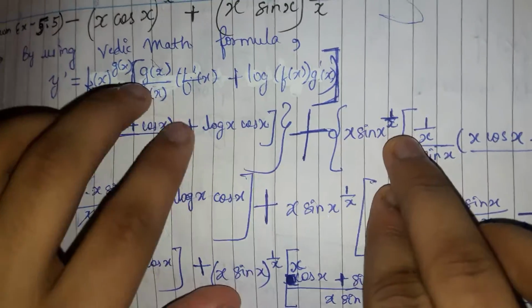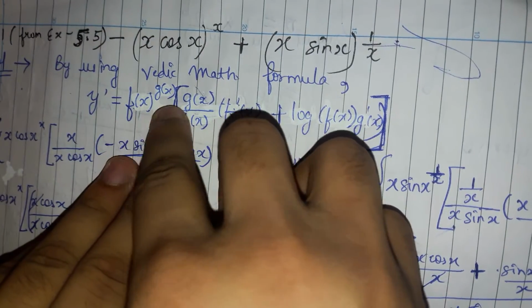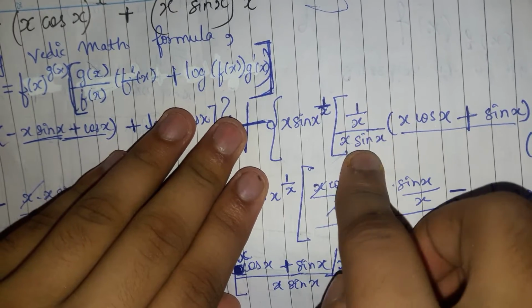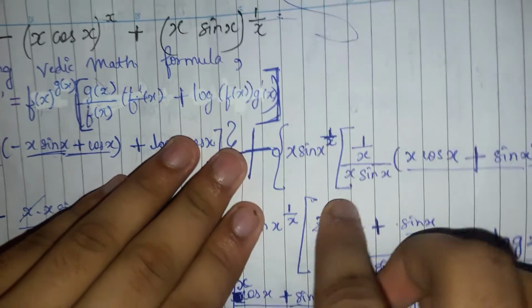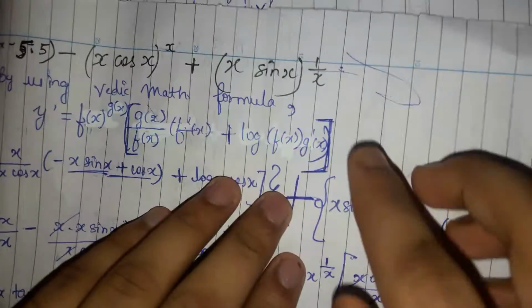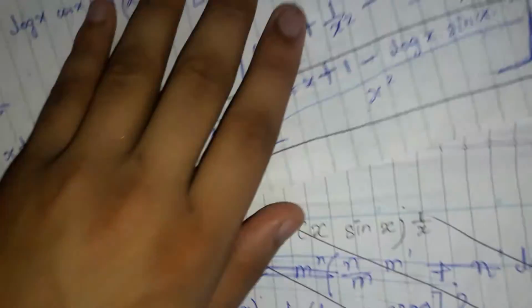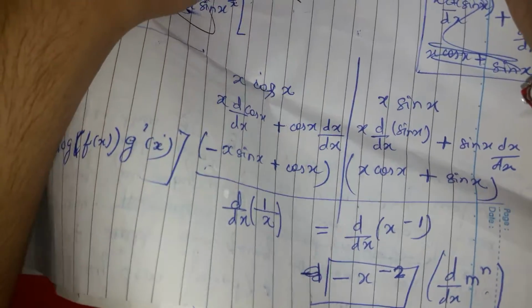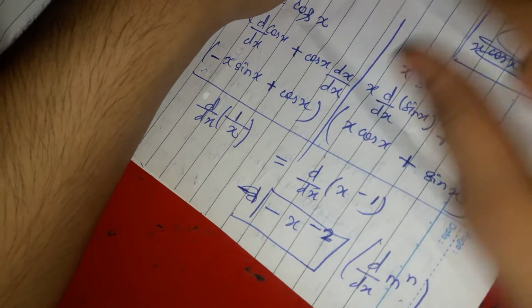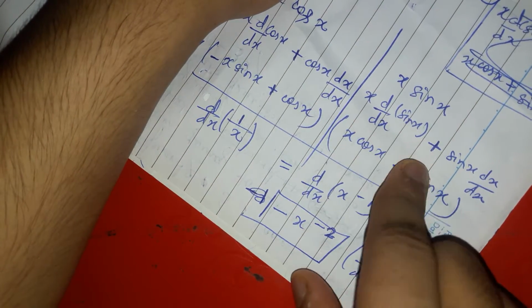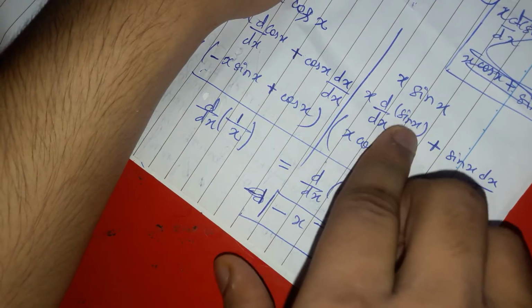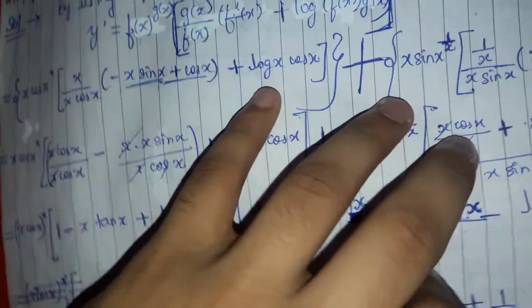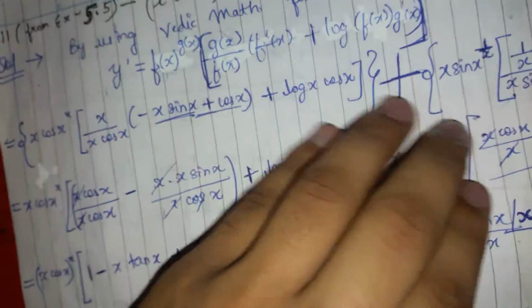Now (x sin x) to the power 1 by x. I copied the function the same, as the formula suggests. So g(x) upon f(x): g(x) is 1 by x and f(x) is x sin x, so 1 by x upon x sin x. Here, x cos x plus sin x is the differentiation of x sin x. I solved it in rough: x d/dx sin x plus sin x d/dx x. The differentiation of sin x is cos x, and of x is 1. So x cos x plus sin x. I copied the same: x cos x plus sin x.